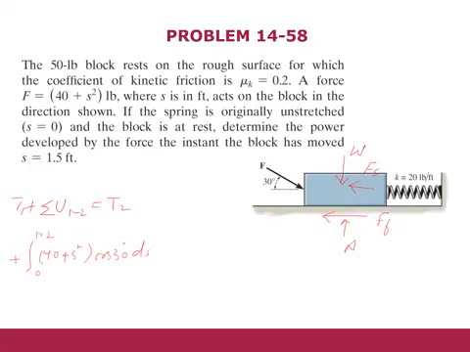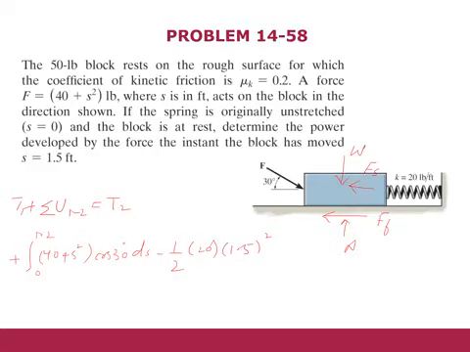Now we will use this spring force, and this is negative, so we will use this spring force, which is half k x square. So k is 20, and the displacement is 1.5. So this is the work done by the spring.